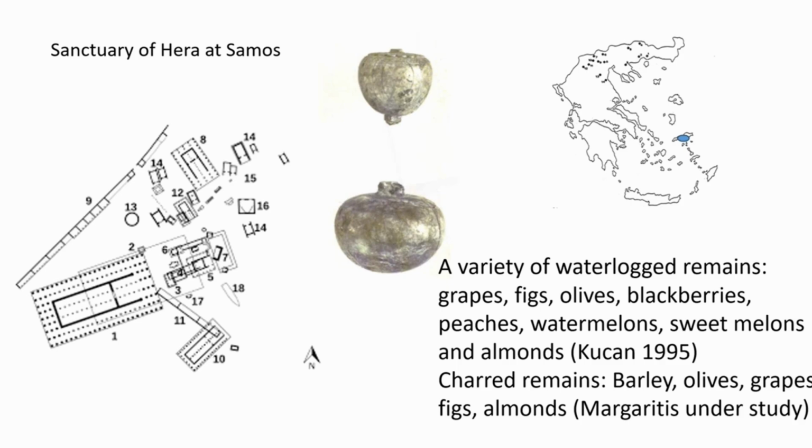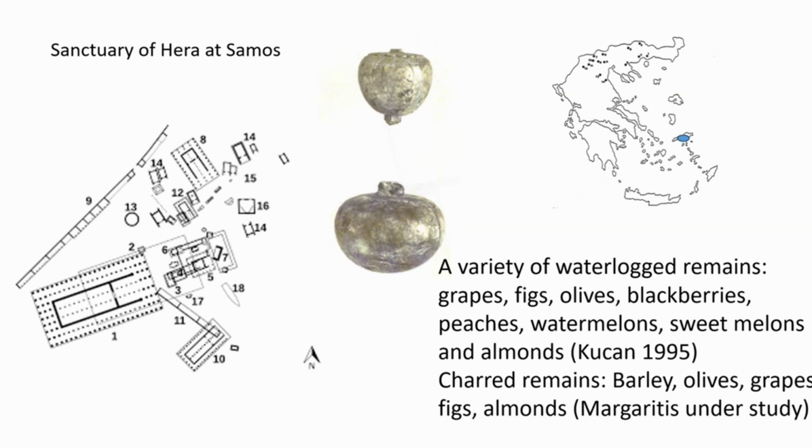What has come from the altar is from the sanctuary of Hera at Samos, where since 1995, Kučan has found waterlogged remains, and then I have studied charred plant remains. So you had a wealth of waterlogged remains, and then some charred remains, showing the difference in preservation between waterlogged and charred plant remains. So that was about it, what we had until very recently in Greece.